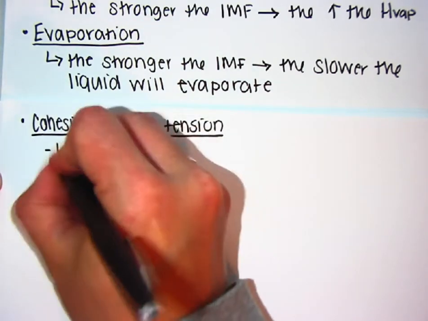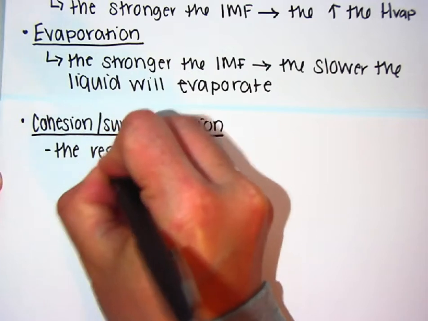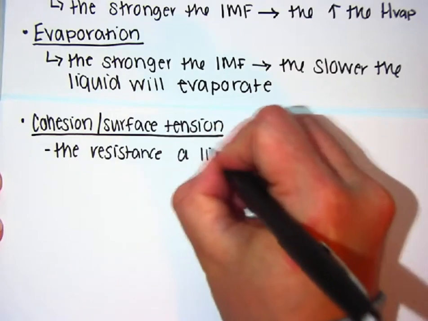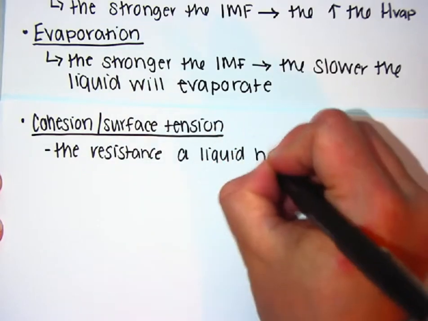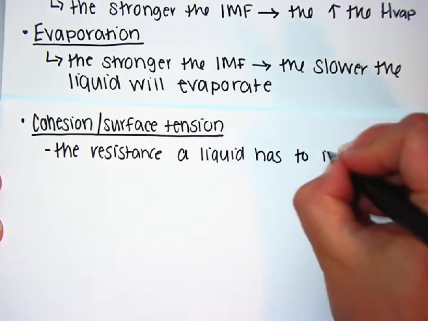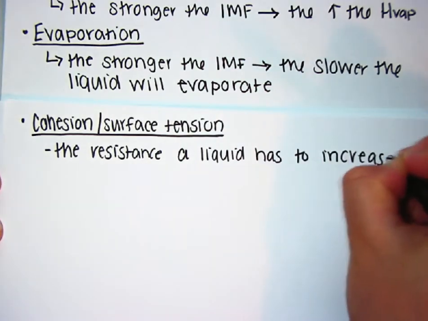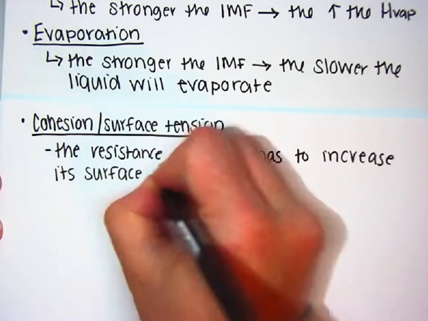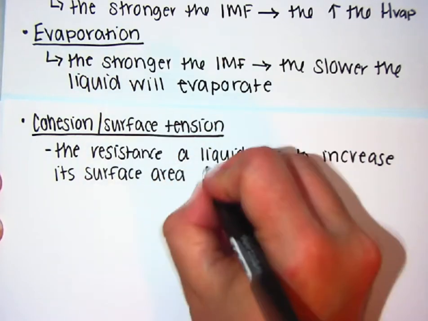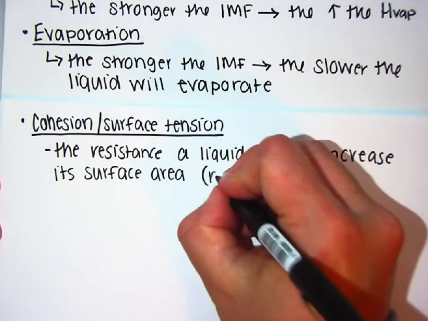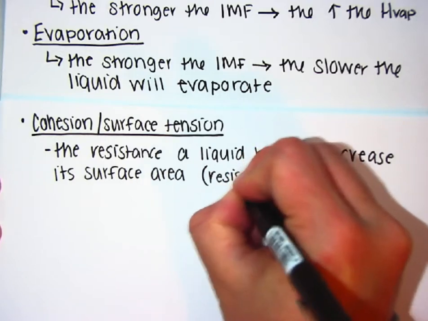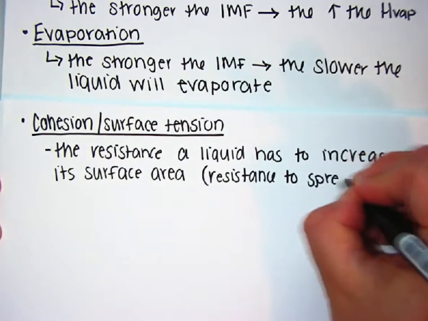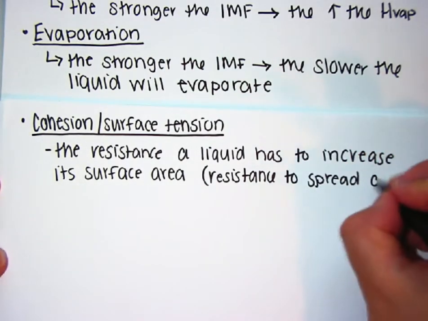Cohesion, or surface tension, is the resistance a liquid has to increase its surface area. Or a way to think of this is it's resisting spreading out. It is the resistance to spread out. Something that is very cohesive is not going to spread out.